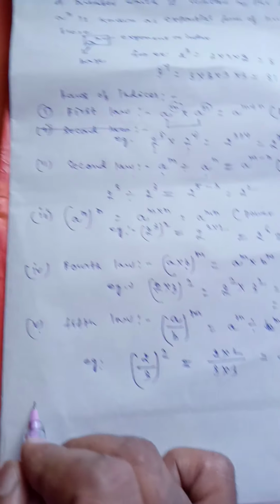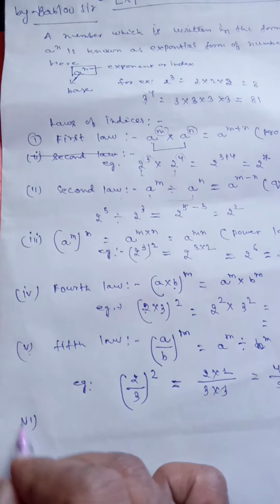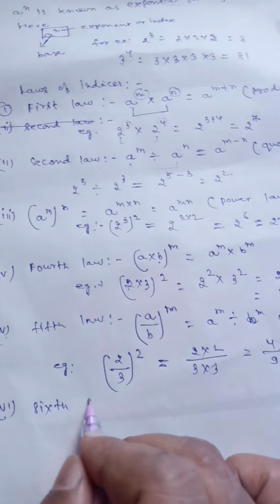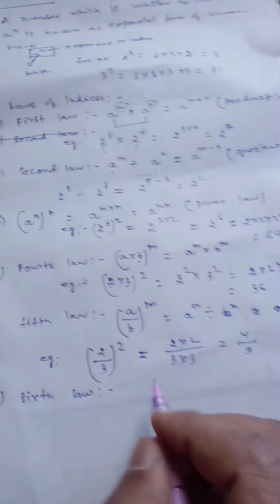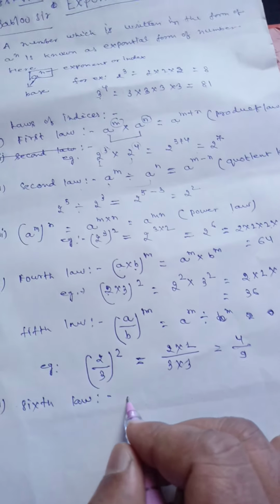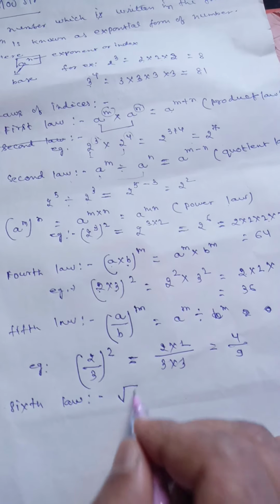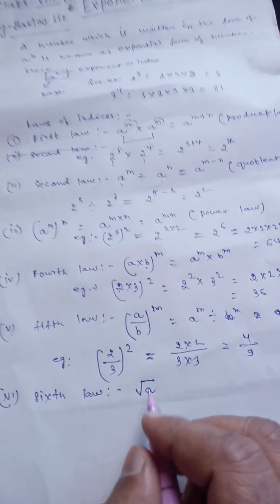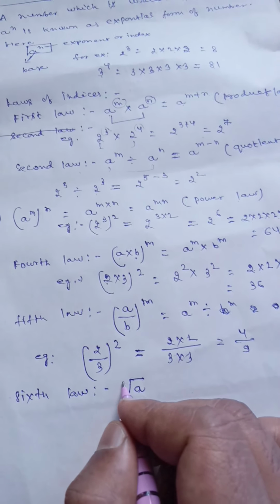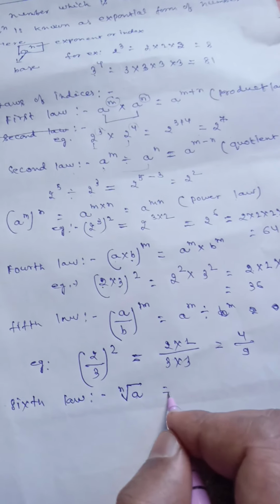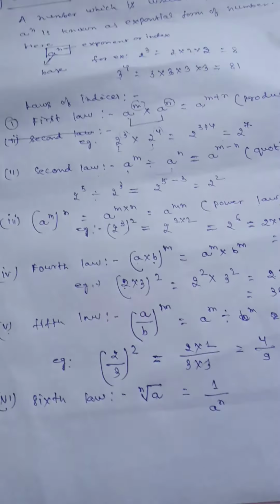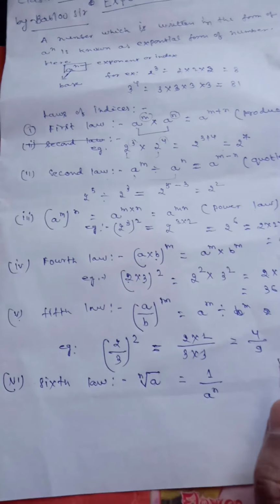Now the sixth law of exponent. If there is any number a as the base, then the nth root of a, that is under root a raised to power n, is written as 1 upon a raised to power n. This is called the fractional index law.